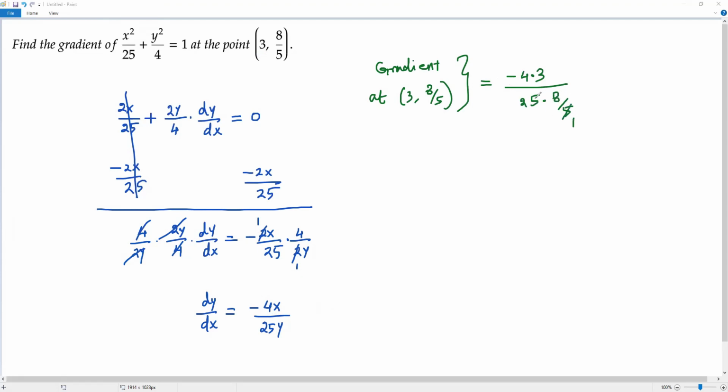Here 5 goes into 5 1 times, 5 goes into 25 5 times. Okay, here 4 goes into 4 1 times, 4 goes into 8 2 times. So we have negative 3 in the numerator. 5 times 2 is 10 in the denominator. Here I got the gradient of the given curve at the point (3, 8/5), that is negative 3 over 10.